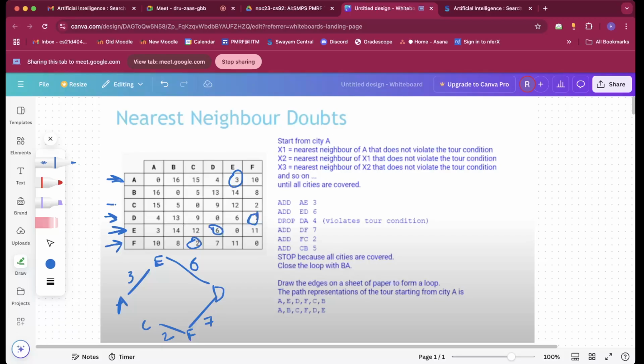Then we have to find an edge from C, and that cannot be this one because then C to F will be closed. It has to be C to B, with cost 5. And now we are at the end. B has only one option, which is to go back to A to form the full tour, with cost 16.